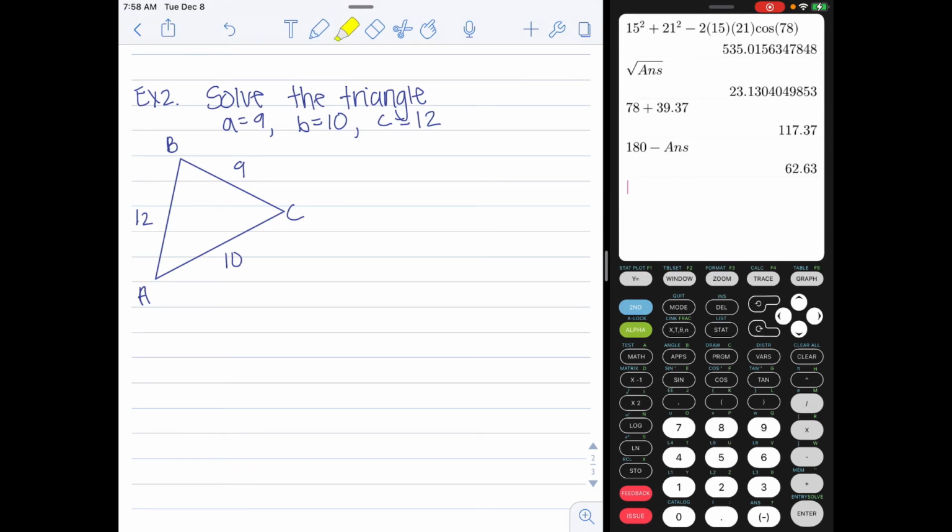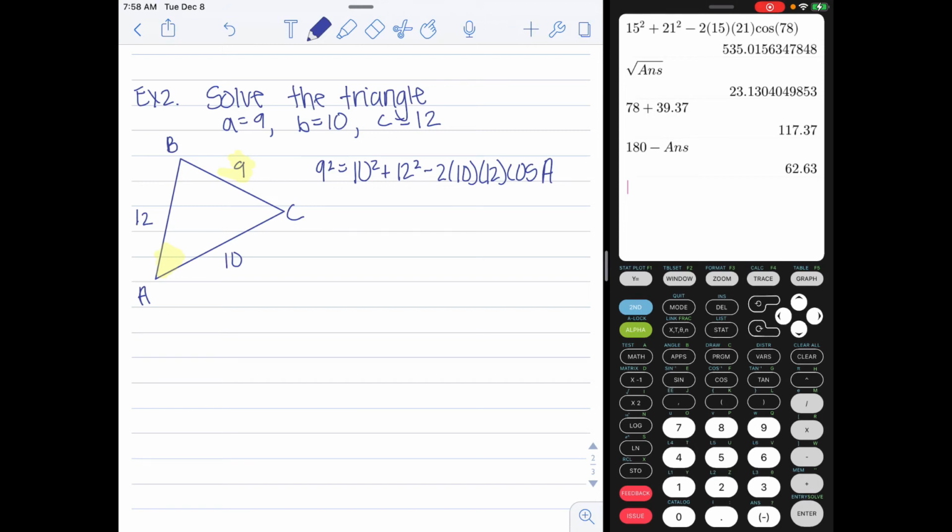So if I start in alphabetical order, I know I have to use the side A. So A squared equals B squared plus C squared. That's the one I'm going to start with. So 9 squared equals 10 squared plus 12 squared minus 2 times those two sides, 10 and 12, cosine of A.